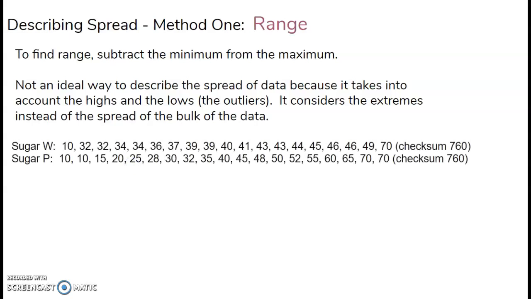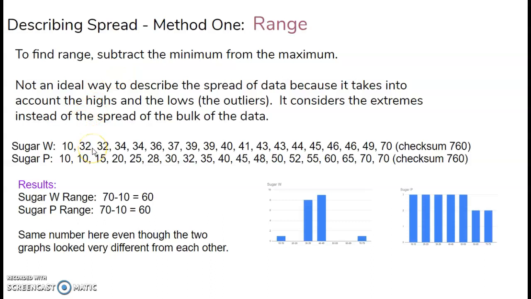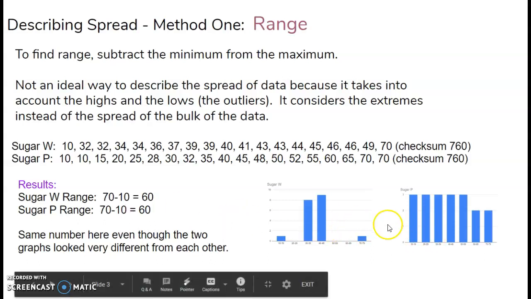So here's sugar W and sugar P again. Sugar W's range is 60, so 70 minus 10. Sugar P's is also 60, 70 minus 10. So we have the same number here for spread, for range, even though the two graphs looked very different from each other.